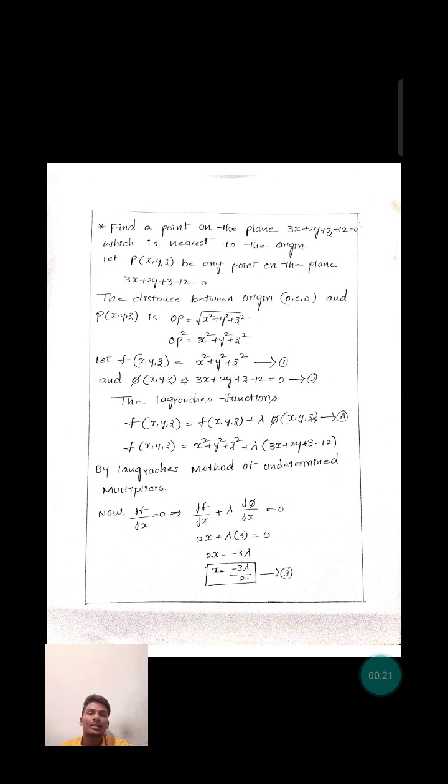Now we try to understand the given question, that is: find a point on the plane 3x plus 2y plus z minus 12 is equal to 0 which is nearest to the origin. Now we go for the solution.